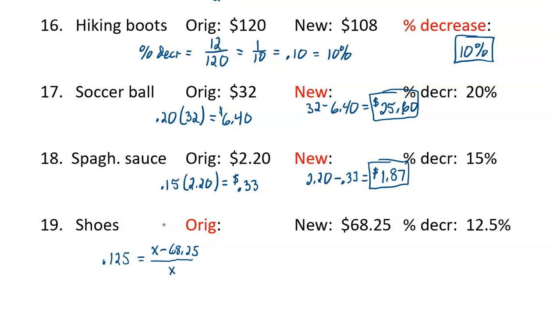Here is our equation. Now we want to solve the equation. In the first step, you can multiply by x on both sides. That changes it to 0.125x is equal to x minus 68.25. Now I'm going to subtract this over to this side from the 1x, while at the same time adding this over to this side. That's going to make 68.25 is equal to 0.875x. Now I can divide on both sides to get x alone.